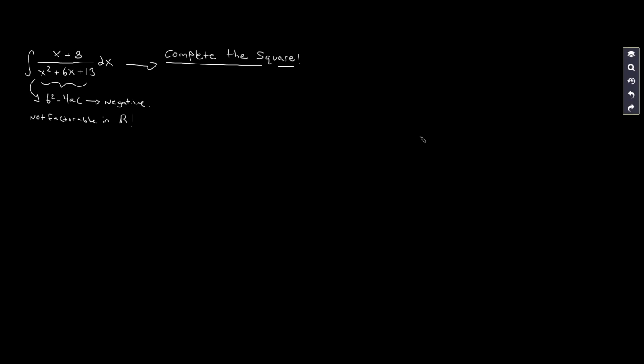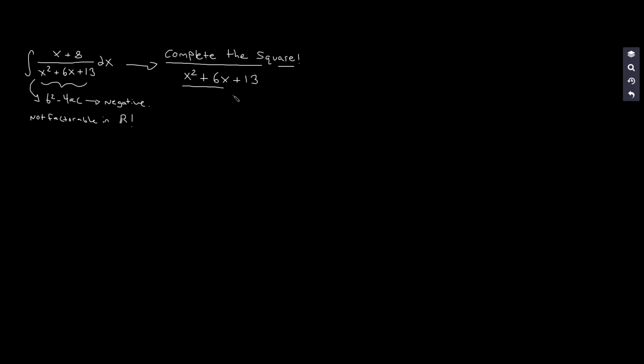So when it comes to completing the square, the first thing that we have to do is isolate the x terms, mentally. So what are we looking at here? We're looking at x squared plus 6x plus 13. All right. So let's just turn our attention to this x squared plus 6x, and we're only going to focus on this x squared plus 6x.